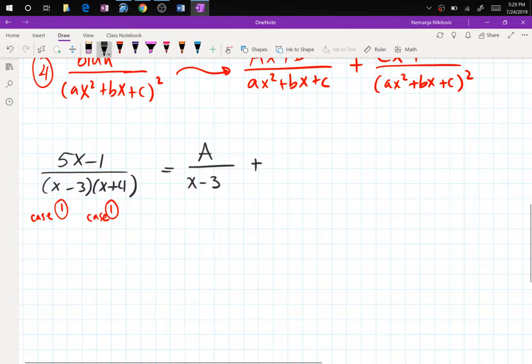Plus, you have another linear. Now, A is already used up, so now you can go with the capital B for x plus 4. And that's because A is used up. So you will just continue using the next letter in the alphabet as you progress.